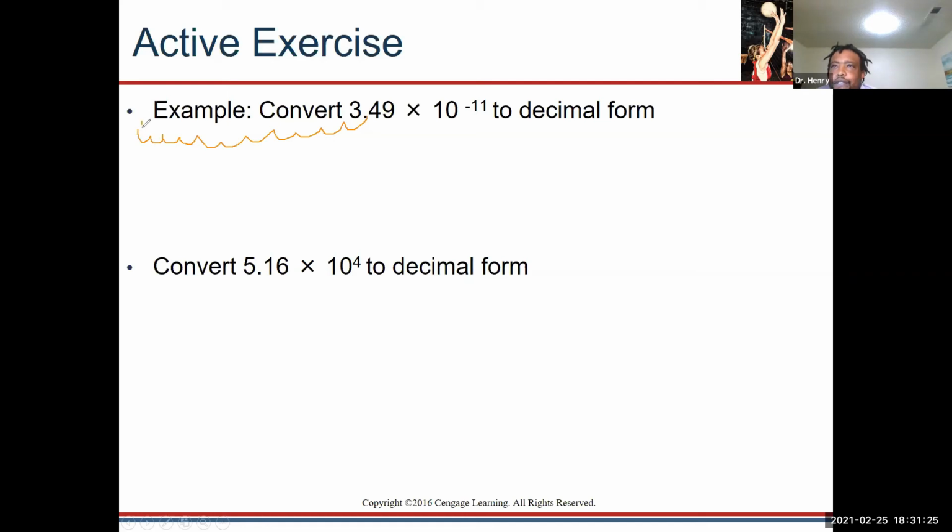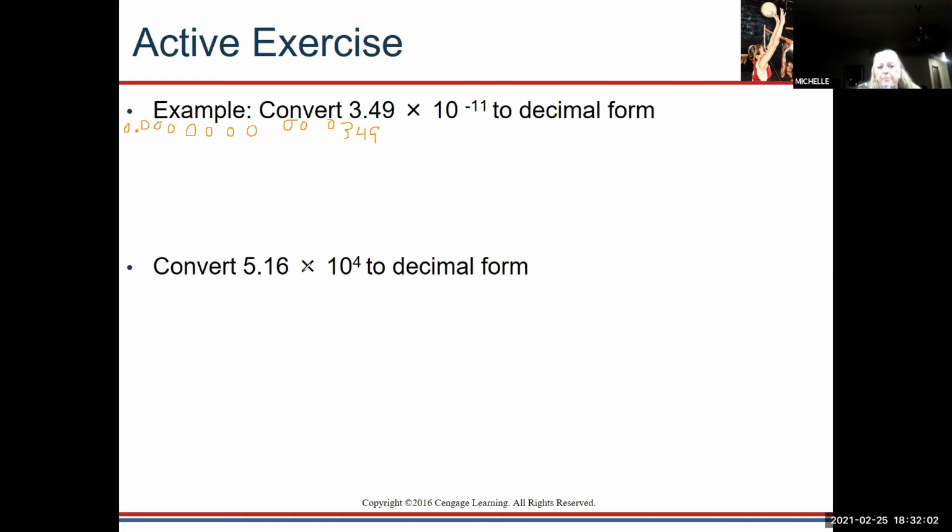So then I'll have 0, 0, 0, 0, 0. You move it the other way. 0, 0, 0, 0, 3, 349. Okay.